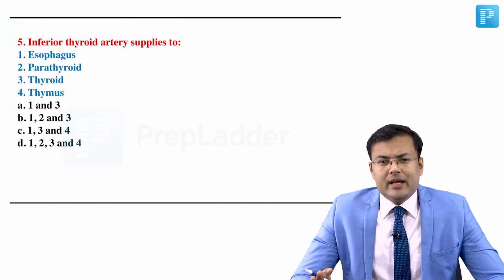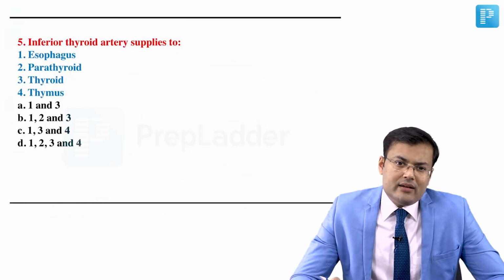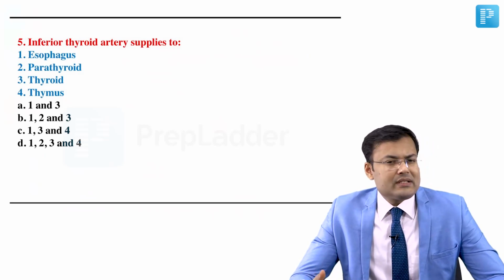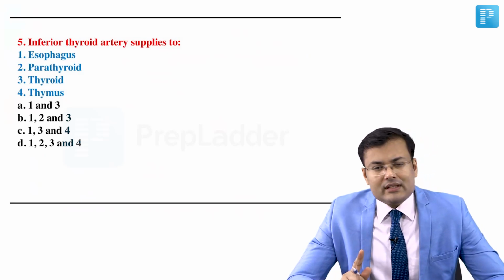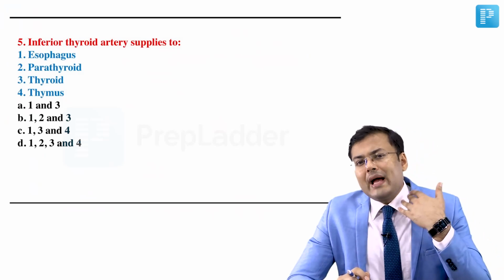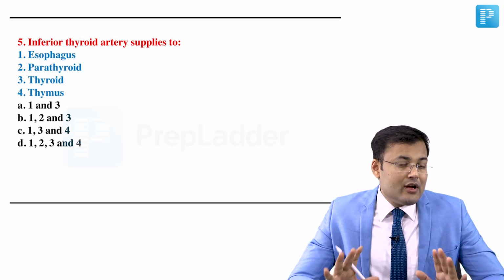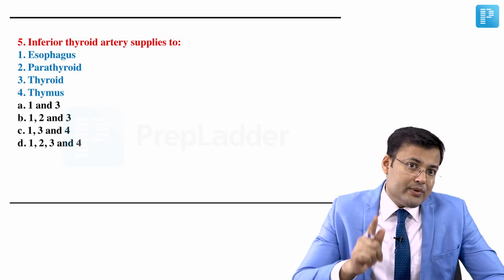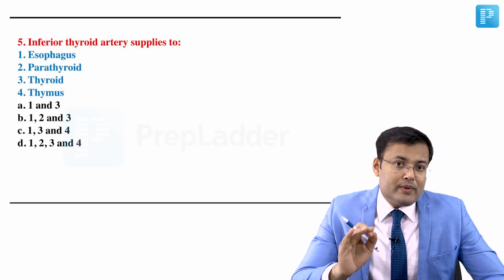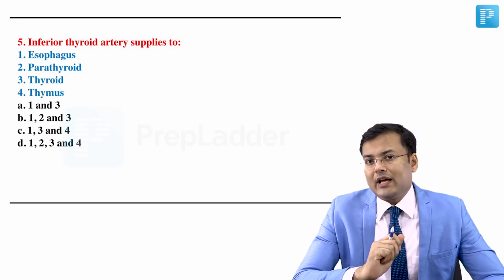Question number 5. Inferior thyroid artery supplies to. So you know the name is thyroid artery, so obviously it supplies the thyroid. Inferior thyroid also gives branches to the parathyroid. That's why you must know that whenever we perform surgery, the inferior thyroid as well as the superior thyroid artery both should be ligated close to the thyroid.